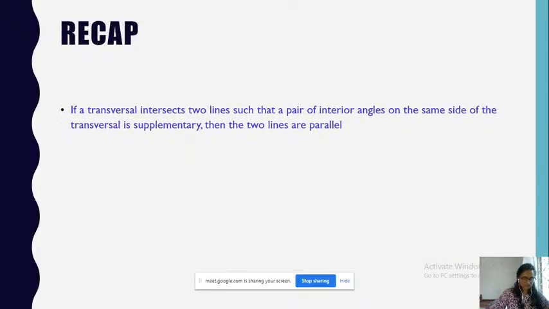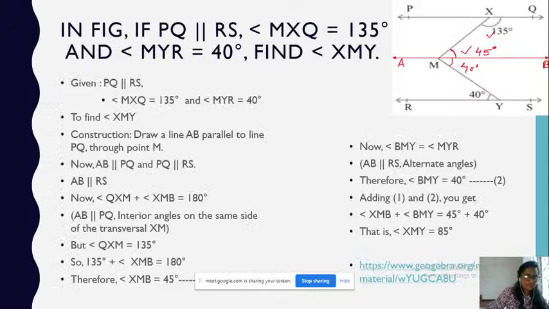Now, what are the things we have learned? You have seen that if a transversal intersects two lines such that a pair of interior angles. Let me show. In the figure, if PQ is parallel to RS, the sum.